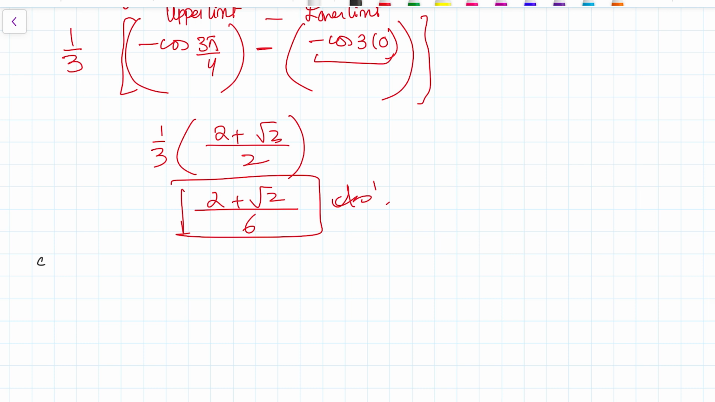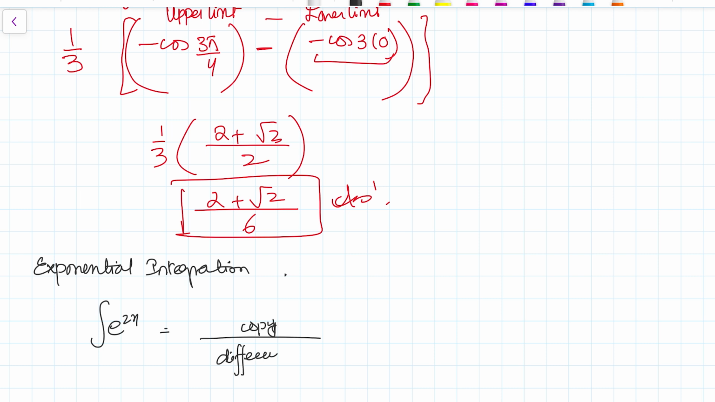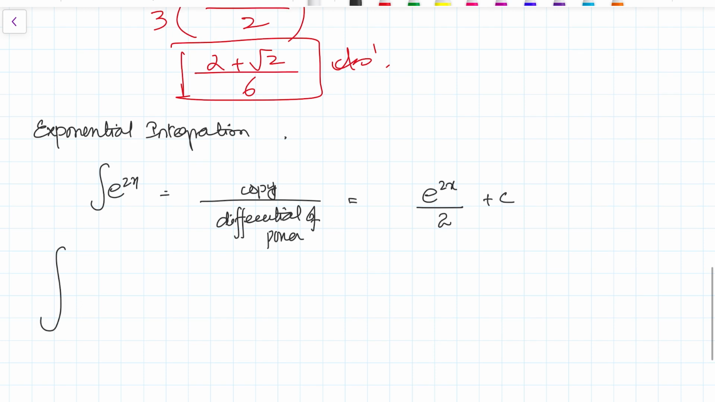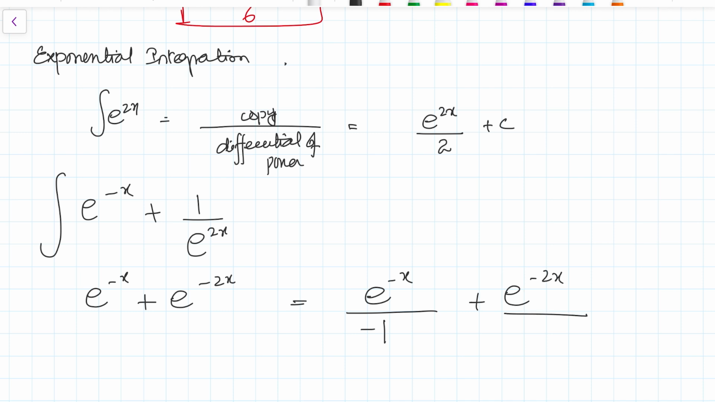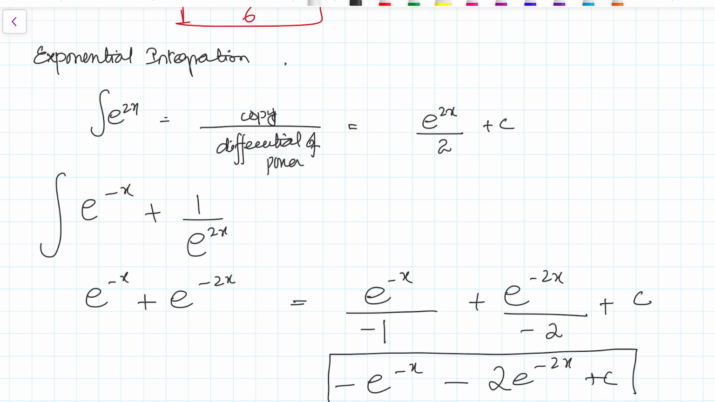Now, let's do the exponential integration. So e power 2x, copy it, divided by the differential of the power, which is a 2. E power minus x plus 1 upon e to the 2x, that is e power minus x plus e to the power minus 2x, integrated. That means you copy it, divided by the differential of the power, plus c. So this is what this function becomes.